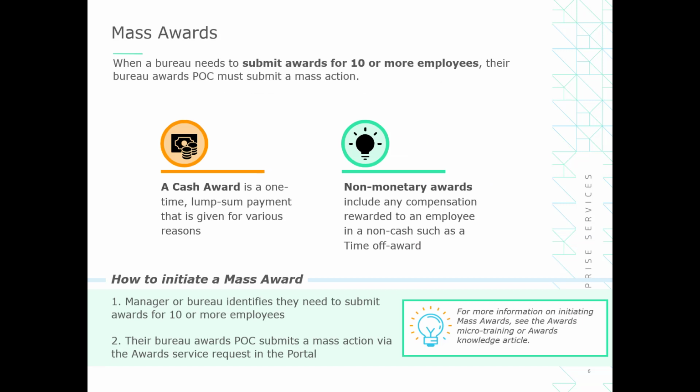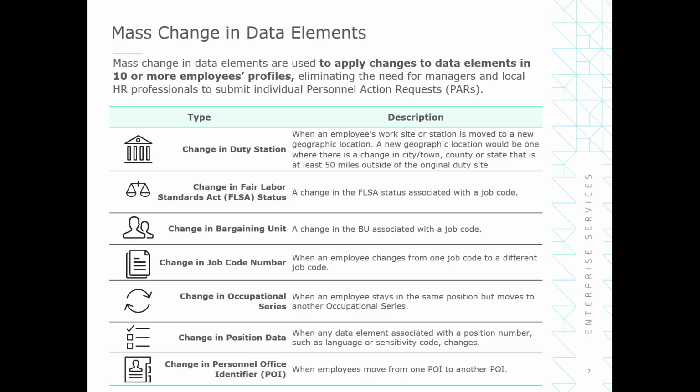When a bureau needs to submit awards for 10 or more employees, their Bureau Awards POC must submit a mass action. A cash award is a one-time lump sum payment that is given for various reasons. Non-monetary awards include any compensation rewarded to an employee in a non-cash form, such as a time-off award. For more information on initiating mass awards and award deadlines, please see the Awards Knowledge article or Awards Microtraining.